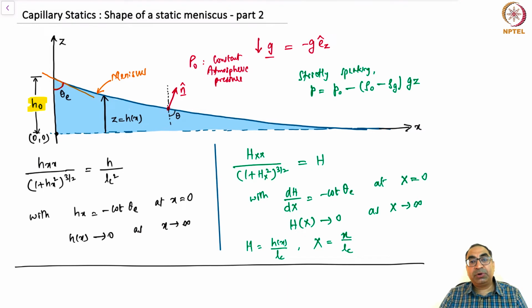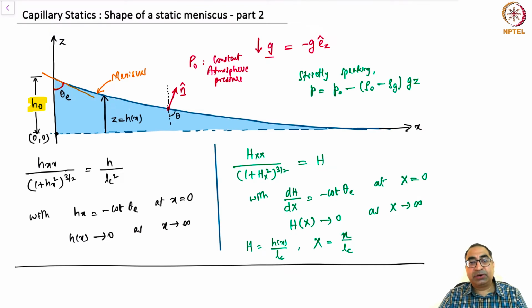Now, we want to ask a number of interesting questions related to this meniscus. For example, we want to find out what is the height to which the fluid rises. That has been denoted by H0. I have highlighted it in yellow. That's the height to which the fluid rises. Now, what's the relationship between the contact angle and this height H0?